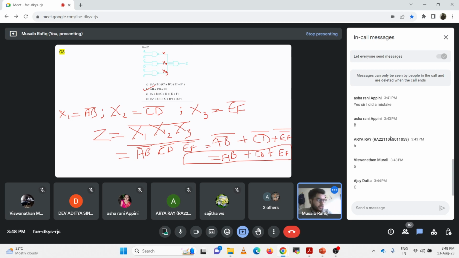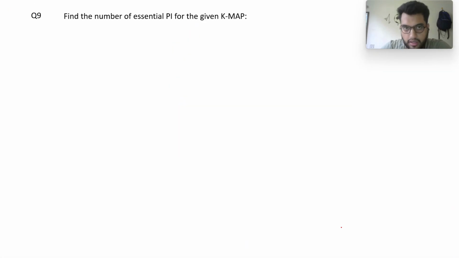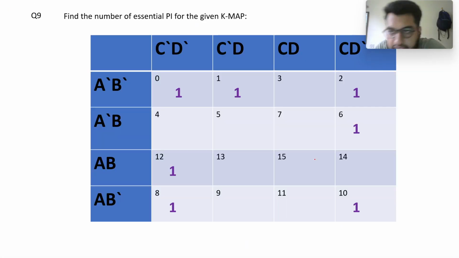So any doubts? If not, we can move forward to question number 9. The question asks us to find the number of essential prime implicants in the given K-map. So the K-map is summation of minterms 0, 1, 2, 6, 8, 10, 12, and we need to find out the number of essential prime implicants.